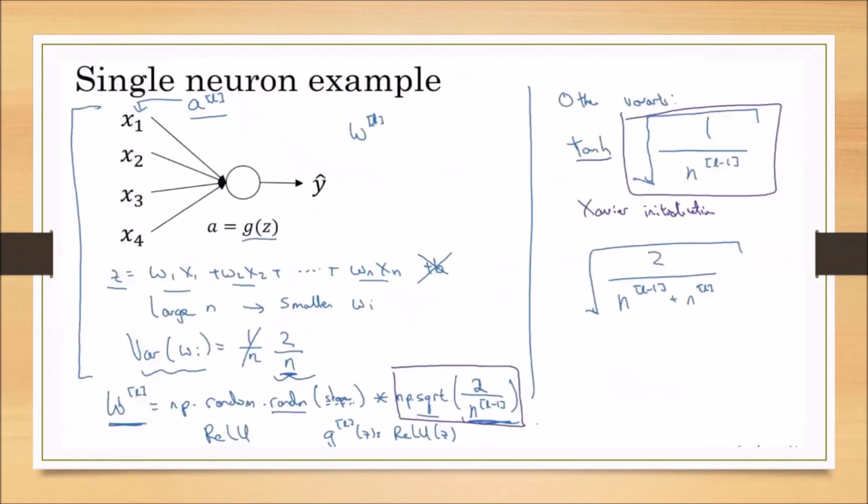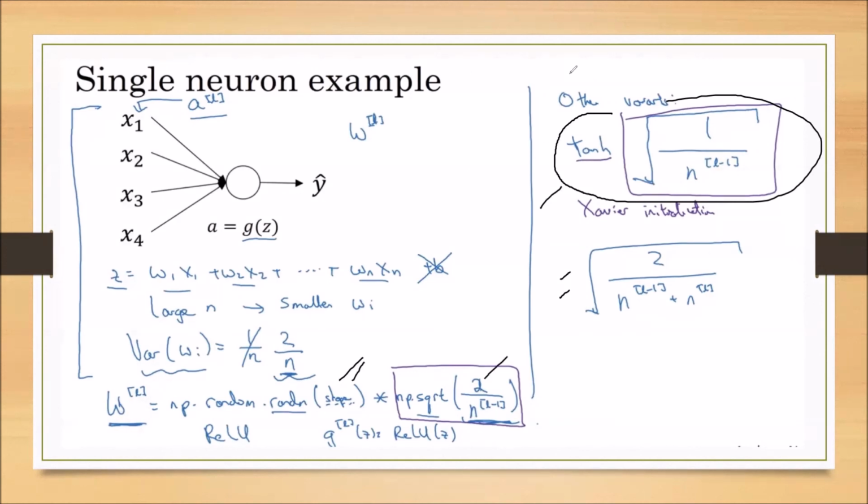If we are taking tanh as an activation function, then instead of the square root of 2 by n power L minus 1, we should multiply this random matrix with the square root of 1 by n power L minus 1. Some other programmers also use Xavier, but in general these two are sufficient to implement.